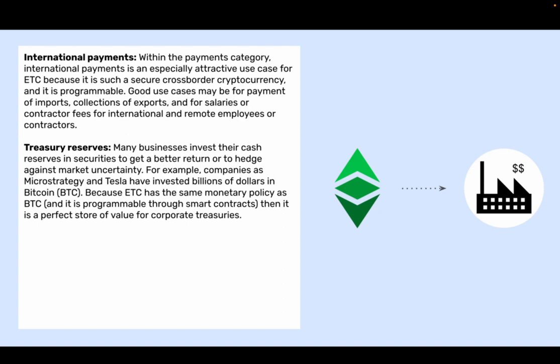Treasury reserves. Many businesses invest their cash reserves in securities to get a better return or to hedge against market uncertainty. For example, companies such as MicroStrategy and Tesla have invested billions of dollars in Bitcoin (BTC). Because ETC has the same monetary policy as BTC and it is programmable through smart contracts, then it is a perfect store of value for corporate treasuries.